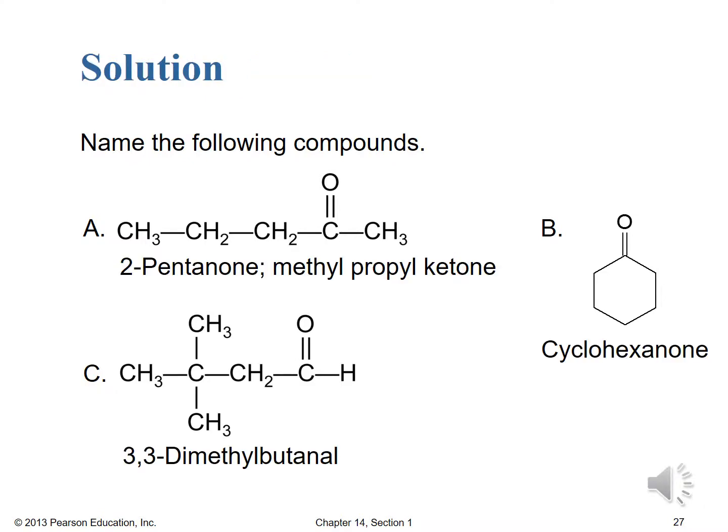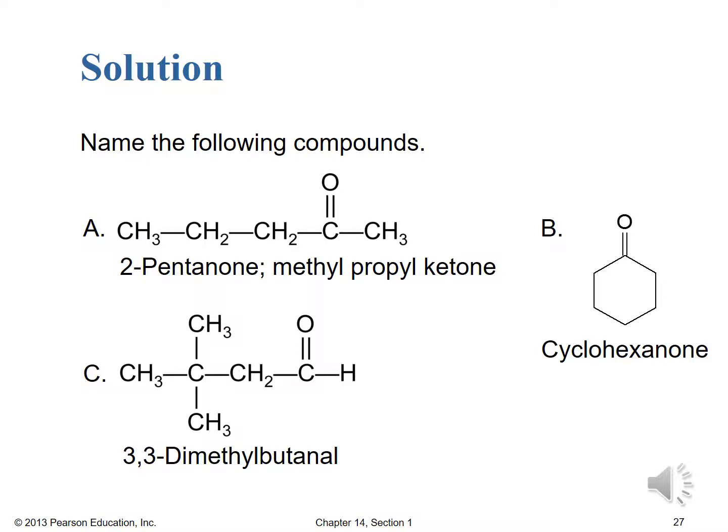So for A, it's definitely a ketone, right? Because we have carbon groups on either side of the carbonyl carbon. So if we use IUPAC rules, we find this to be 2-pentanone, right? It's carbon 2 when we number from right to left versus carbon 4 if we number from left to right. So the correct name is the name with the lower value for the carbonyl carbon. If you wanted to do the common naming system, this would be methylpropyl ketone.